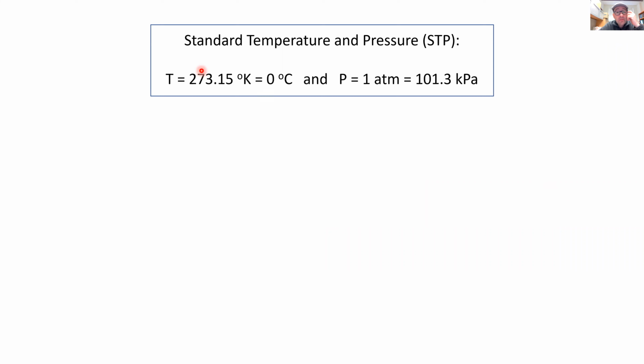Often you will come across standard temperature and pressure, so STP. You probably know this from chemistry class. The standard temperature is 0 degrees Celsius, which, as we just talked about, is 273.15 degrees Kelvin. And standard pressure is 1 atmosphere, so 1 atmosphere at sea level, which is 101.3 kilopascals. Most things are defined in terms of STP, and this is what STP is.